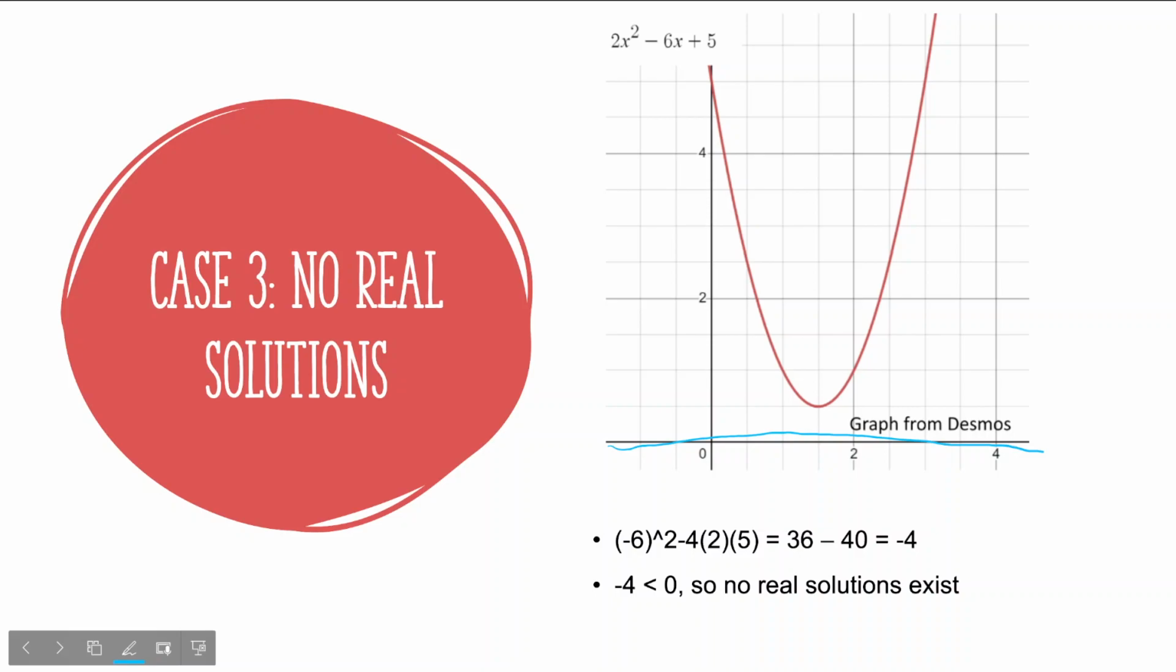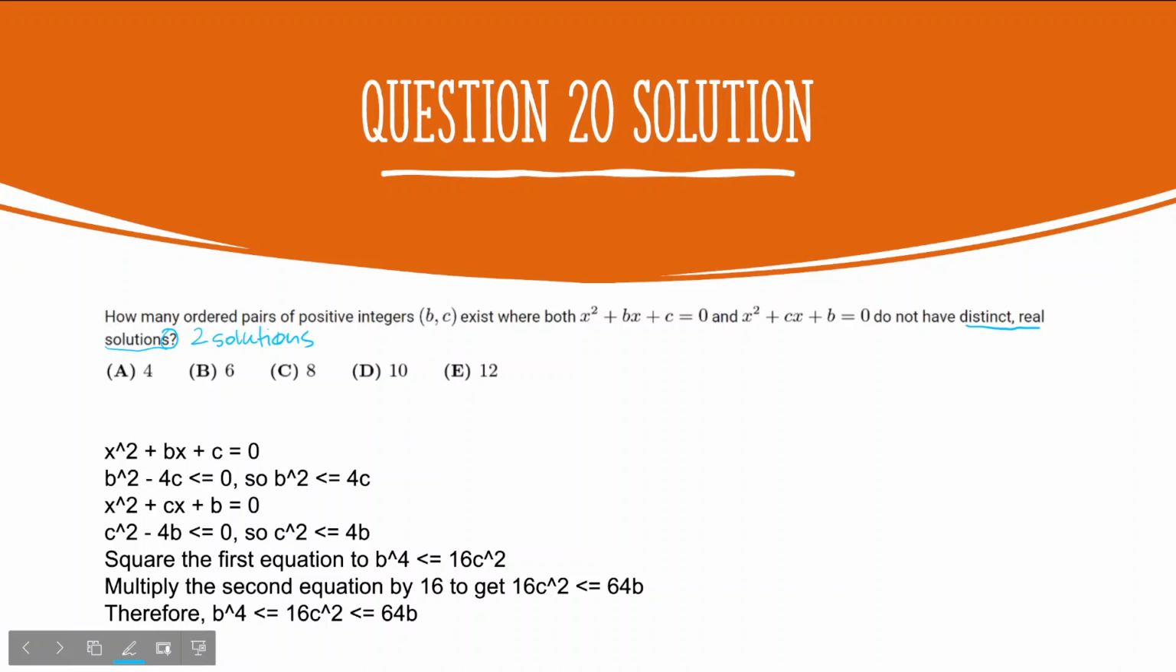Now we can move on to question 20 and how to solve it. First note that the question says distinct real solutions. Since this has an S, there are two solutions. So we want it to not have two solutions, meaning it has either 0 or 1 solution. For the quadratic equation x squared plus bx plus c equals 0, the discriminant b squared minus 4c is less than or equal to 0. So b squared is less than or equal to 4c.